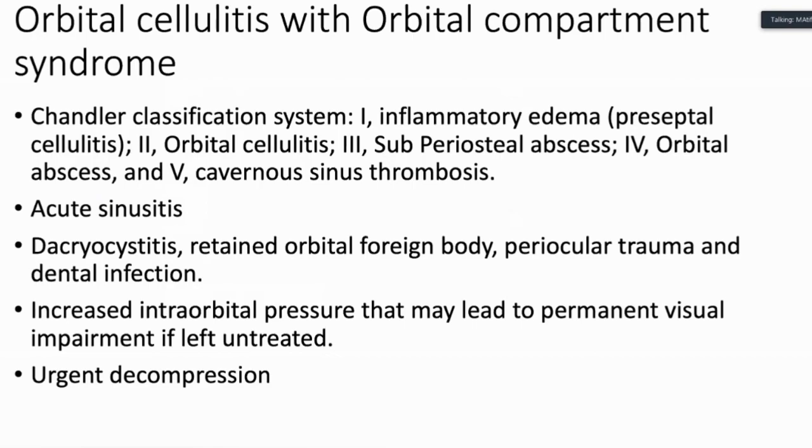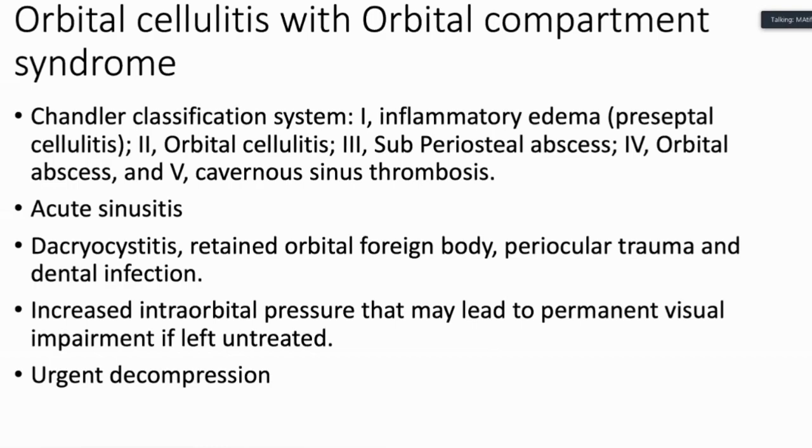You're welcome. I would like to share with you Chandler's classification system for orbital cellulitis. Stage 1 is inflammatory edema, which is only in the preseptal area. Stage 2 is orbital cellulitis, in which you see edema and fat stranding in the postseptal space. Stage 3 is subperiosteal abscess. Stage 4 is orbital abscess, and stage 5 is cavernous sinus thrombosis. For reporting purposes, you may use the Chandler classification for orbital cellulitis.